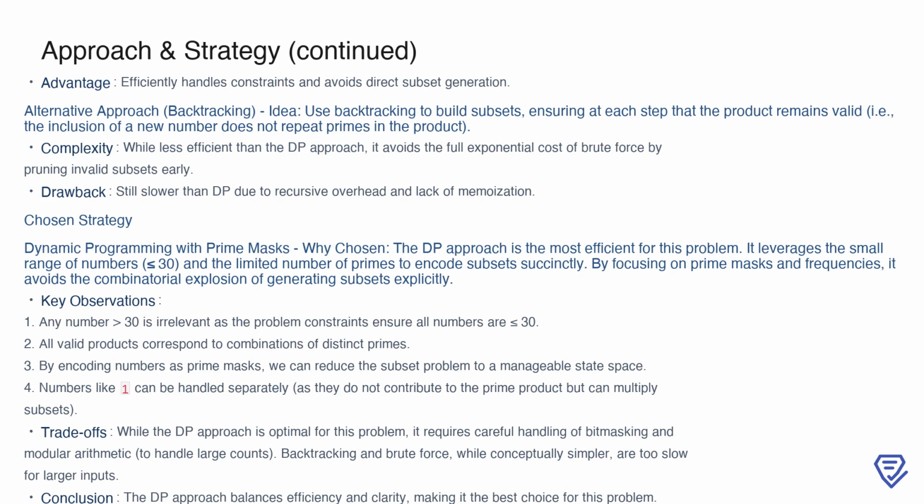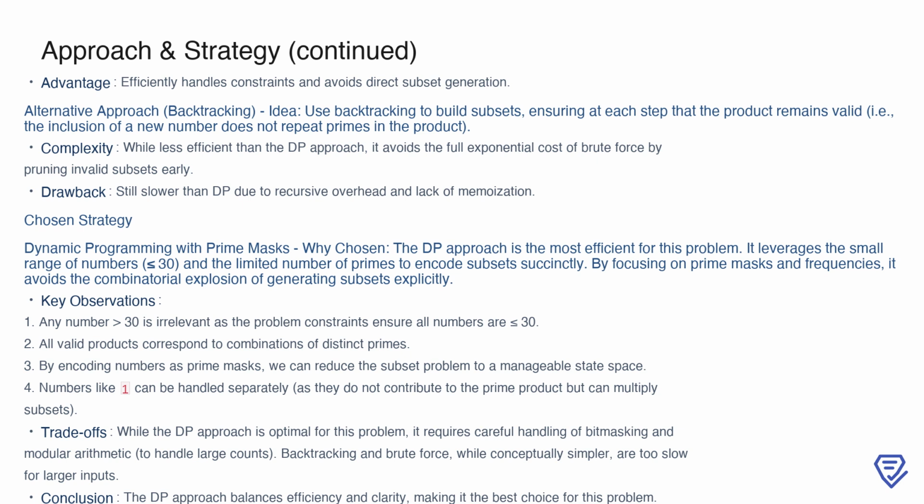This dynamic programming approach offers clear advantages, as it efficiently handles the problem constraints and avoids the need to directly generate all subsets. An alternative approach using backtracking was also considered. In this method, subsets are built step by step, ensuring that the product remains valid at each step. This involves checking that adding a new number does not result in repeated primes within the product. While this approach is more efficient than brute force due to early pruning of invalid subsets, it is still slower than the DP method because of recursive overhead and the lack of memoization.